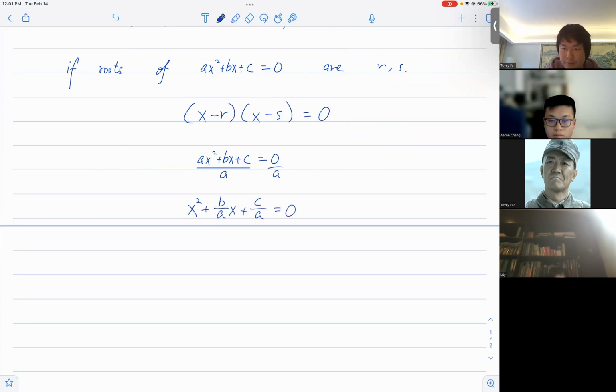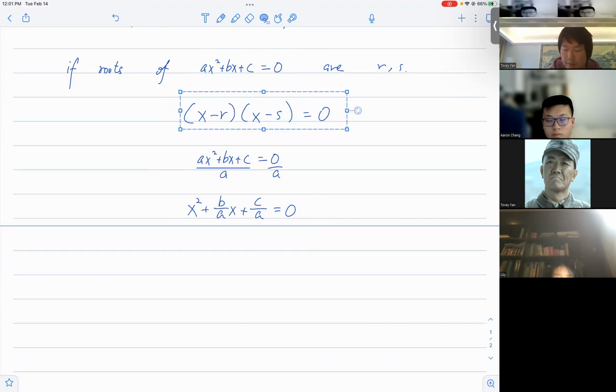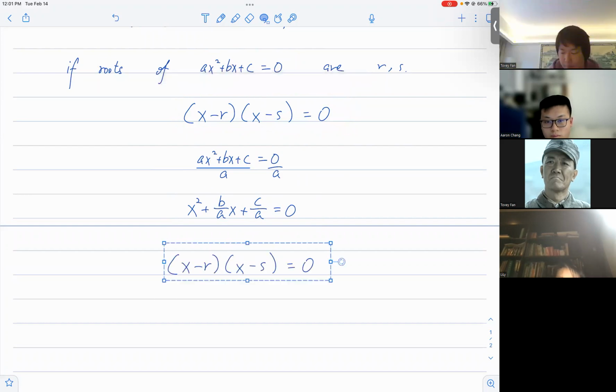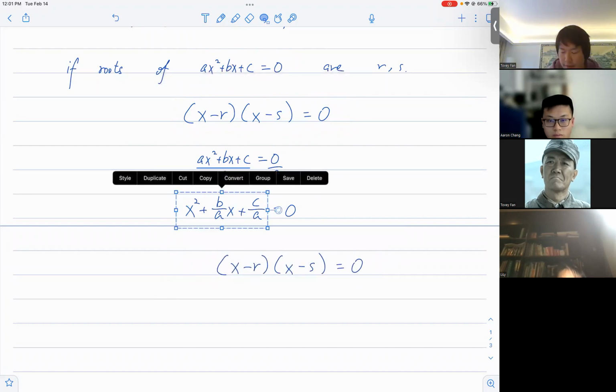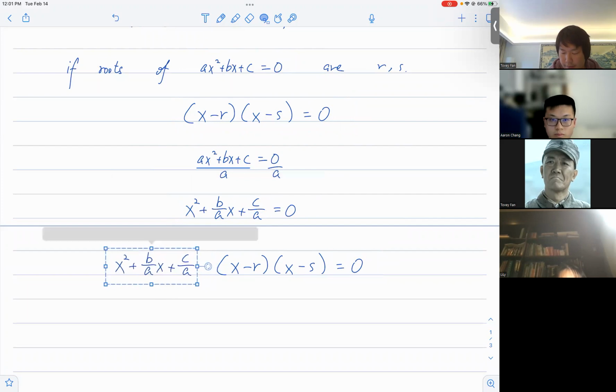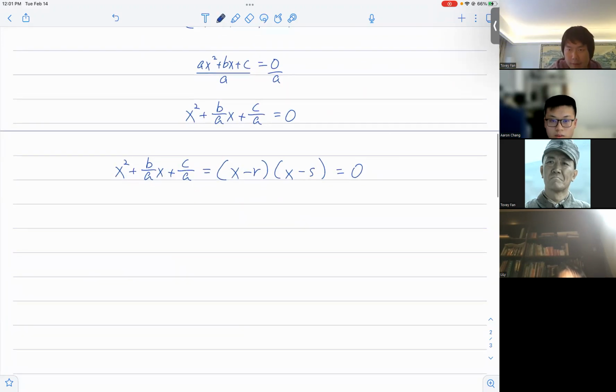equals 0. Okay, it doesn't change the solution or the roots of this equation, or this equation. So in the end, that means this factored form of the equation equals this equation. They're equal, right? Now, since they're equal, we can just open up the brackets and see what relation we have for r and s, and then b over a, c over a and so on.